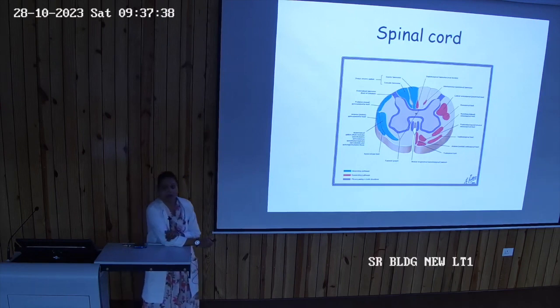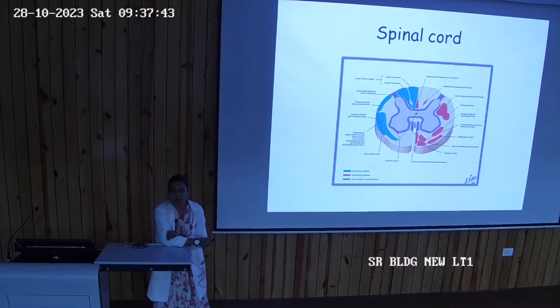The anterior part of the H is known as the anterior horn. These are multipolar neurons, from where the ventral root of the spinal nerve arises. What type of nerve fibers will arise from here? Motor. The spinal nerve is a mixed nerve. 31 pairs of spinal nerves arise from the spinal cord. So it has both a motor part and a sensory part. The motor part is contributed from the anterior horn of the spinal cord. The posterior horn consists of sensory neurons.